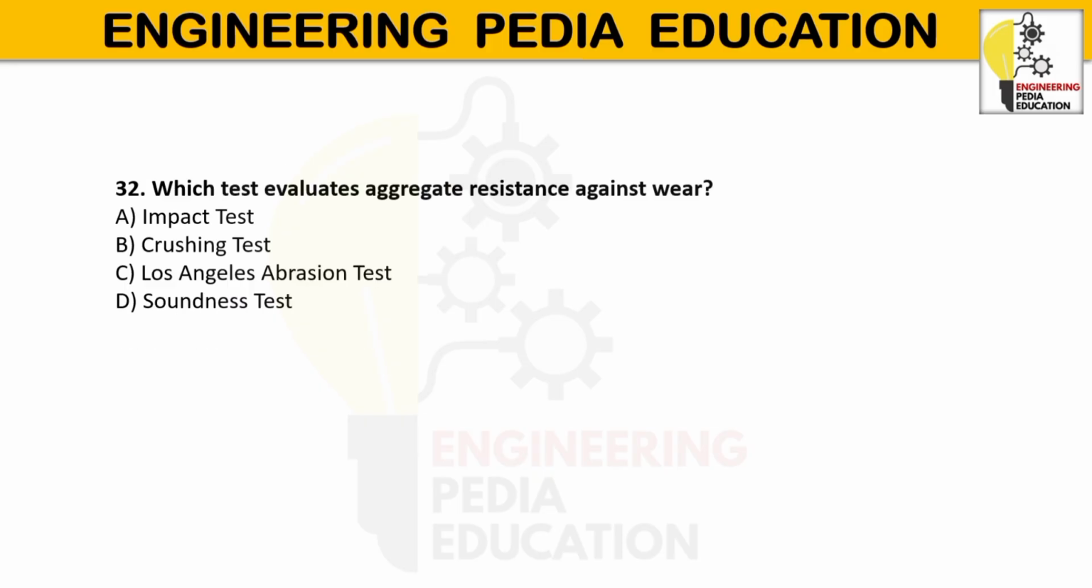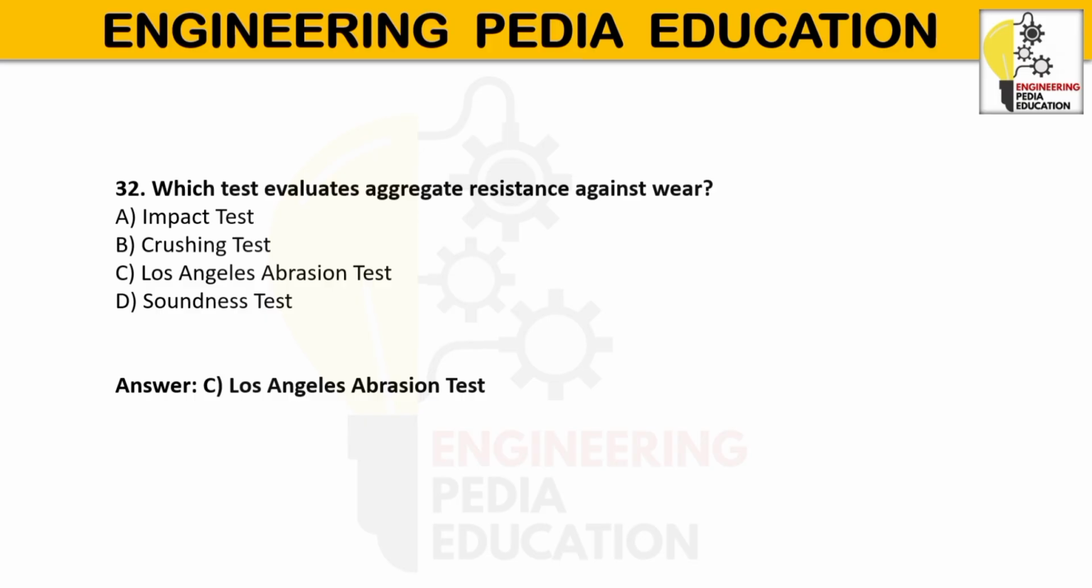Which test evaluates aggregate resistance against wear? The options are impact test, crushing test, Los Angeles abrasion test, soundness test. The correct option is the Los Angeles abrasion test, also known as the LA test.